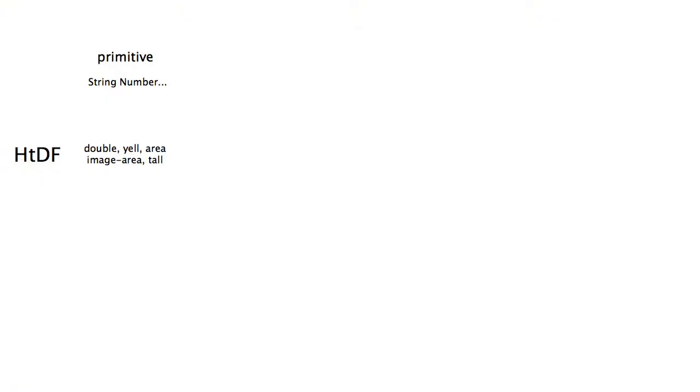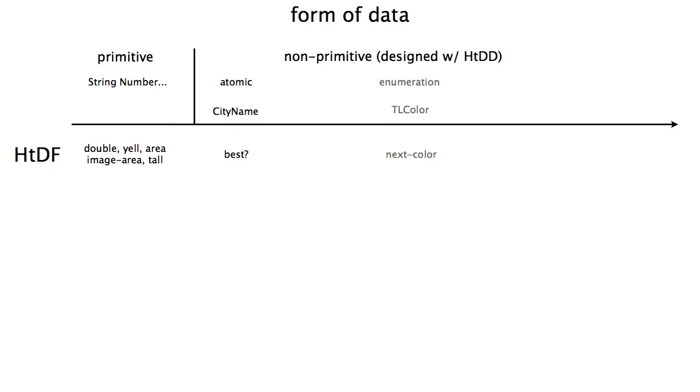In week 1, and particularly at the end of week 1, we learned about primitive data, including types like string, number, and image. And we learned the how to design function recipe, and we used it to design functions like double, which consumed a number, and yell, which consumed a string, and area, which consumed a number, and image area, which consumed an image. Now what started to happen this week is we've started to learn about other forms of data, and in particular we've learned about non-primitive data, data where there's a type that we design with the how to design data definitions recipe.